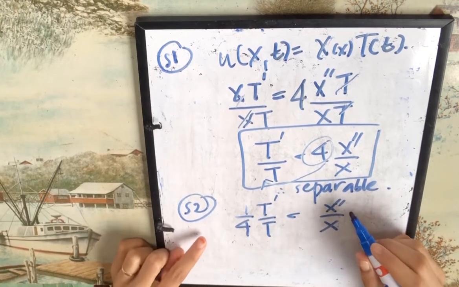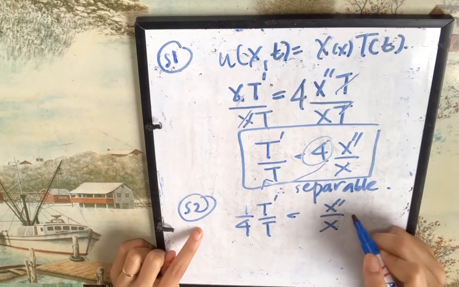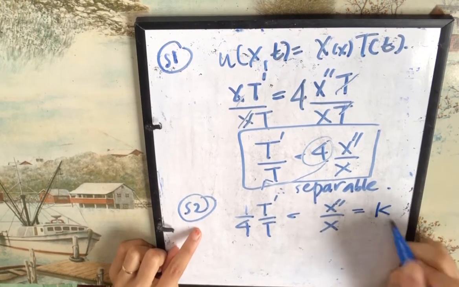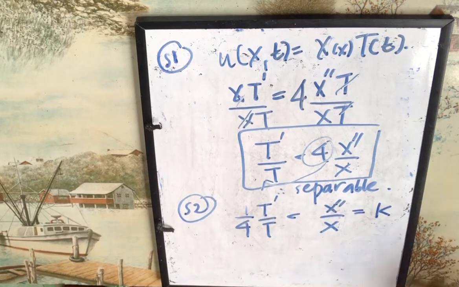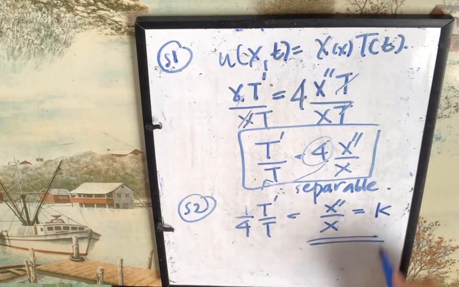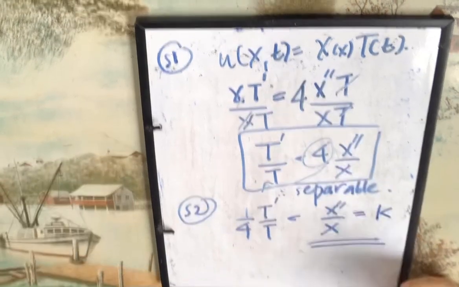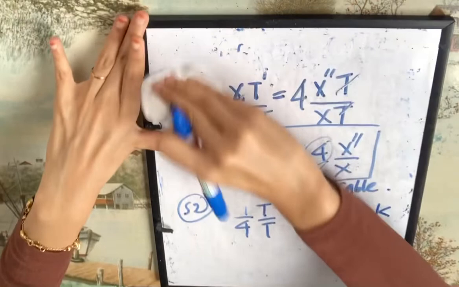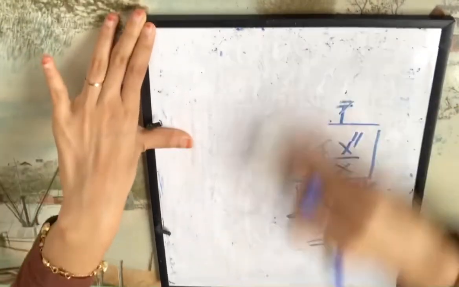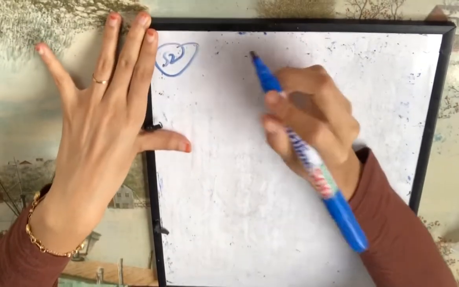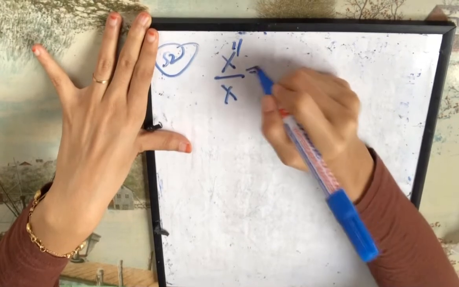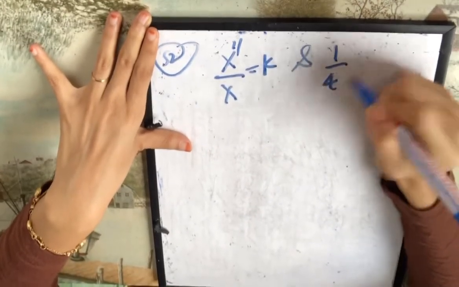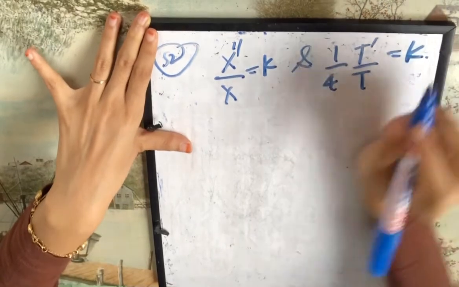For step number 2, like I said before, we solve the separated equation. We equate this equation to k. Which one do we answer first? We will answer the second order, the X equation, first. So we proceed to step number 2: X double prime over X equal to k, and 1 over 4 T prime over T equal to k.